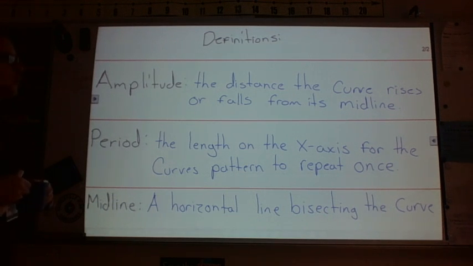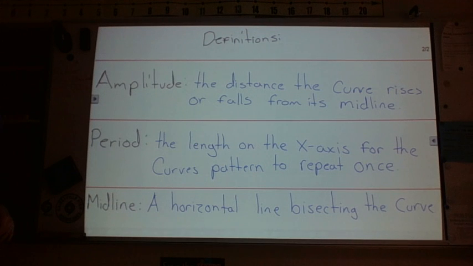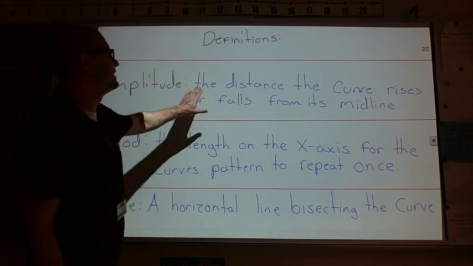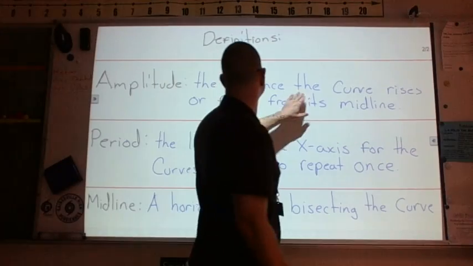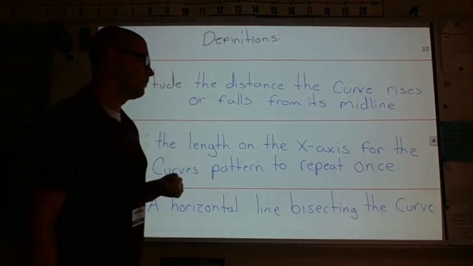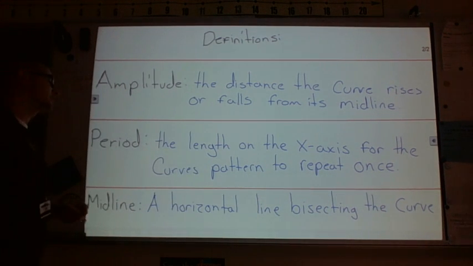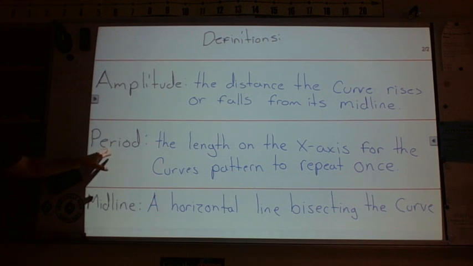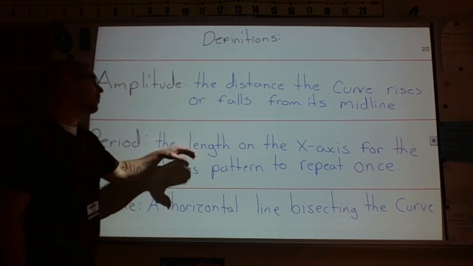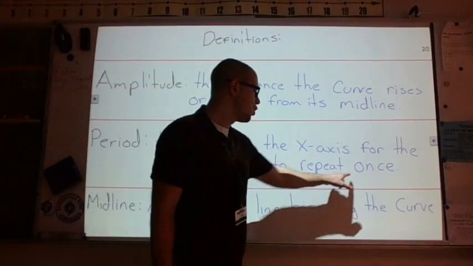Definitions. So here's what I mean when I say the amplitude, the period, and the midline. The amplitude. The amplitude is the distance the curve rises or falls from its midline. And in just a minute, I'm going to show you these. So this is just the definitions part of the notes. The period, the length on the x-axis for the curve's pattern to repeat one time.